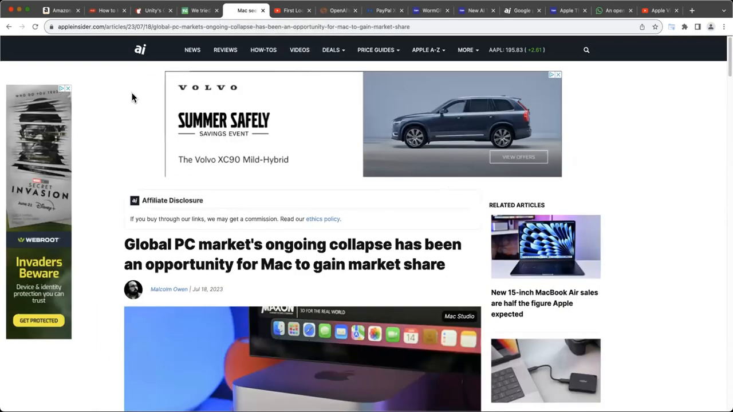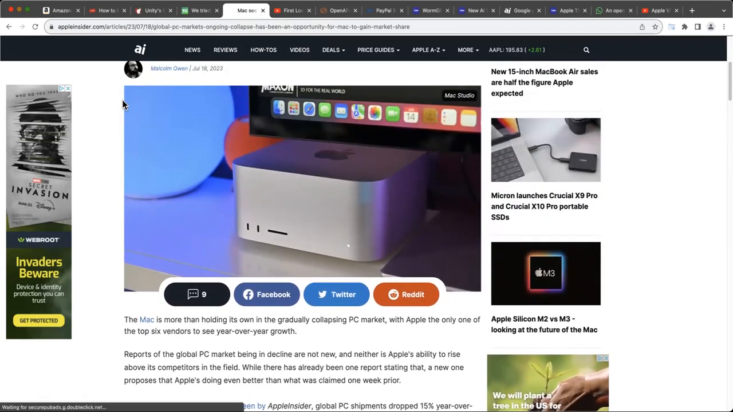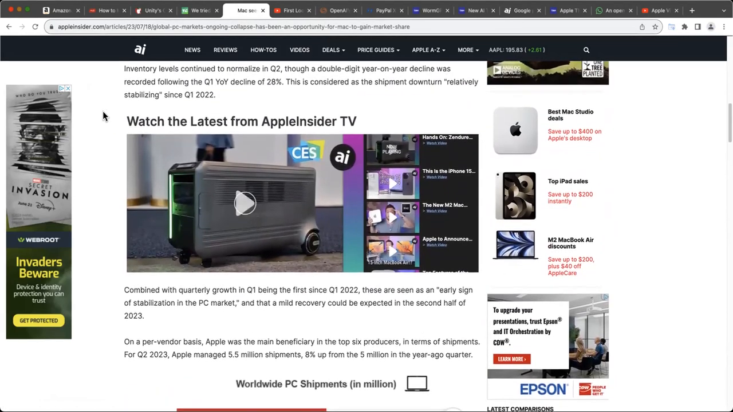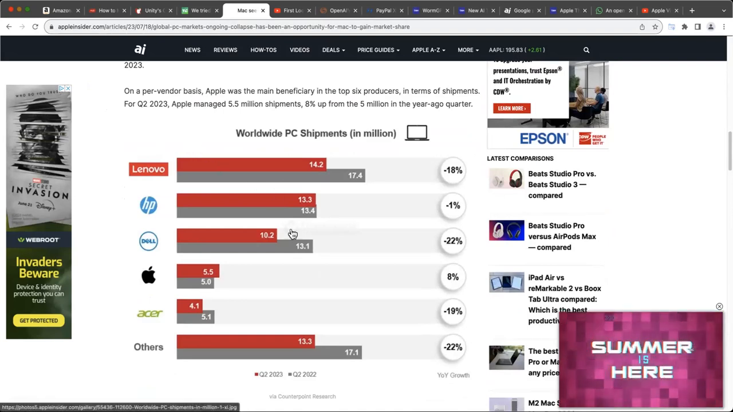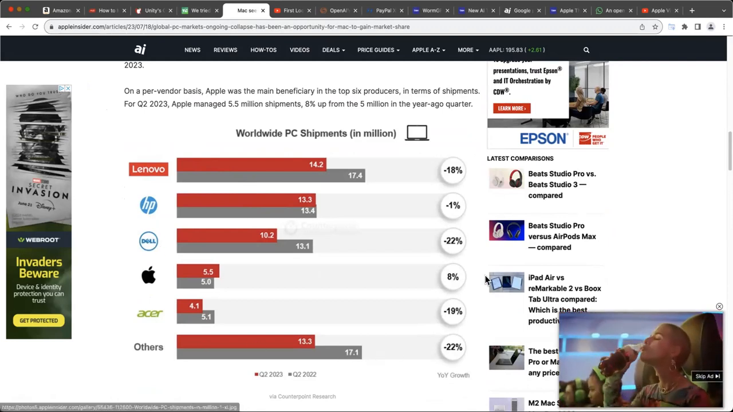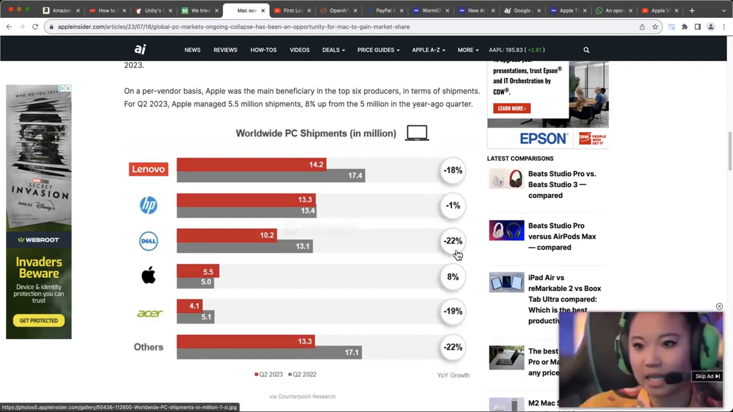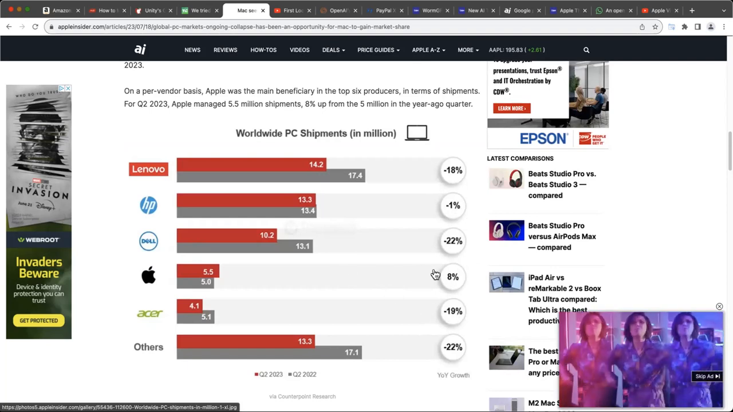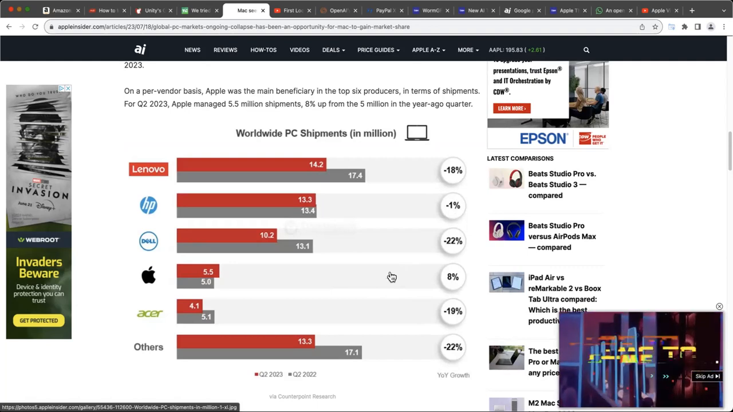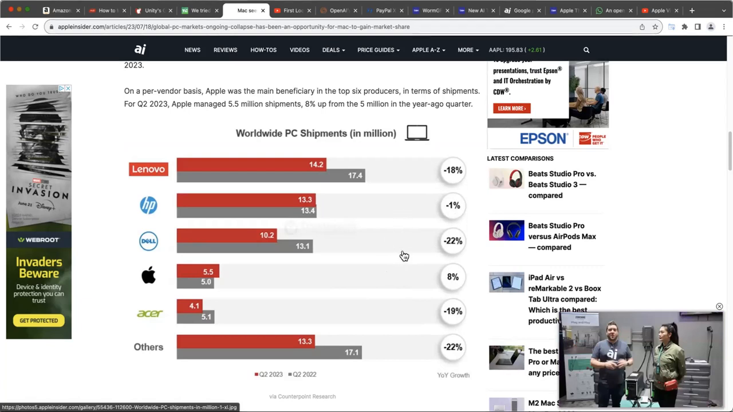Global PC market's ongoing collapse has been an opportunity for Mac to gain market share. I thought this was sort of interesting. There's been a collapse in the PC market to a certain extent, but there's a little chart here. You see all these companies, Lenovo, HP, Dell, Acer, and others in the Windows marketplace. Their worldwide PC shipments have all been dropping. And Apple's, on the other hand, has been rising. So I thought that was interesting, even though Apple had a pretty significant drop during the first half of the year. It's interesting to see what that trend is.